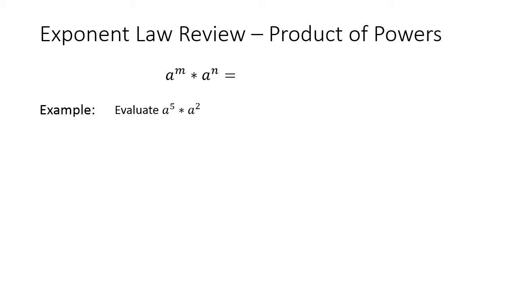So let's do some exponent law review. This one is called the product of powers. You can see we have a to the m multiplied by a to the n. This is going to equal a to the m plus n. So what we describe this as, you can see we add the exponents. We're multiplying two exponents with a common base. So anytime we multiply two exponents with a common base, the base is the a here, you add the exponents. Let's look at a quick example. Evaluate a to the 5 times a to the 2. That's just going to be a to the 7 because you add those exponents.